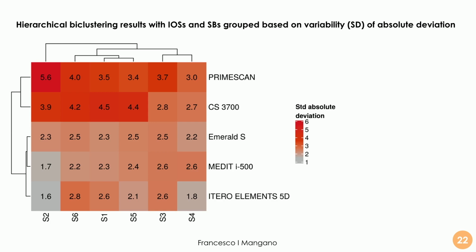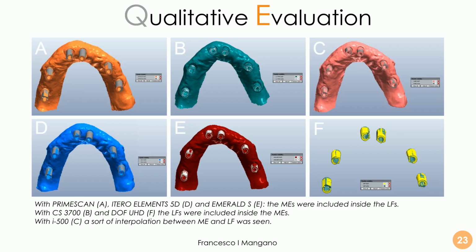And here, this other hierarchical clustering seems to confirm it, that we have very good results in terms of stability with some scanners. In this case, the stability is very high, the reproduction of the results is very high with iTero and Medit. If we watch qualitatively, as I told you, we found one very interesting thing in the study: CS3700 and the desktop scanner have a tendency to reconstruct a mesh for the scan body that is a little bit bigger than the scan body library file. Instead, all the other scanners do the opposite. Basically, the mesh is included inside the library file after superimposition.